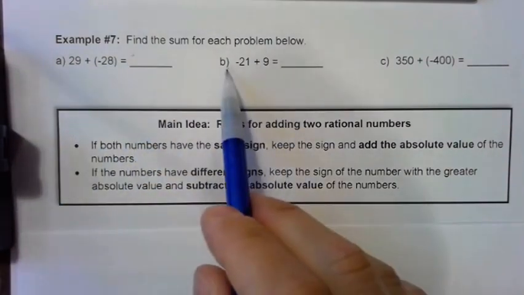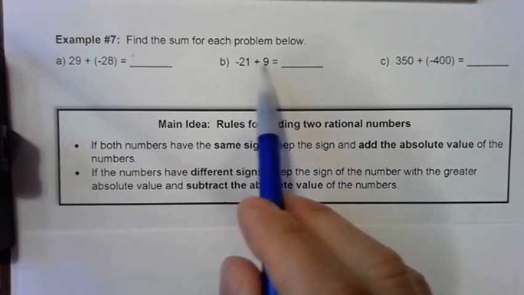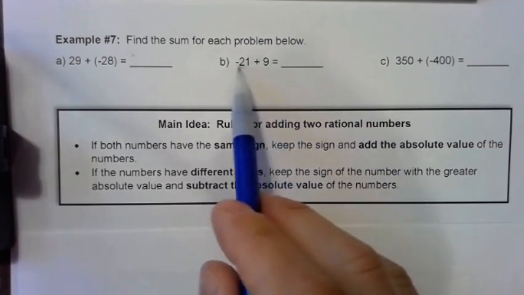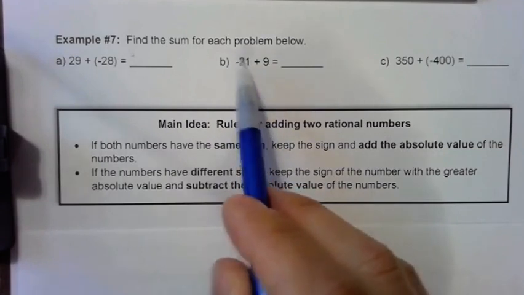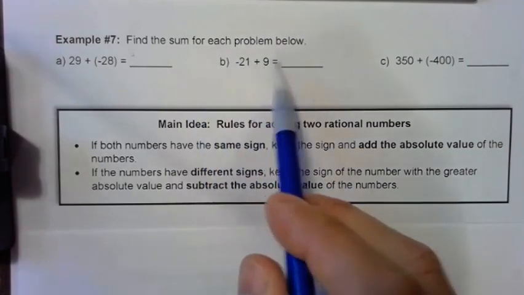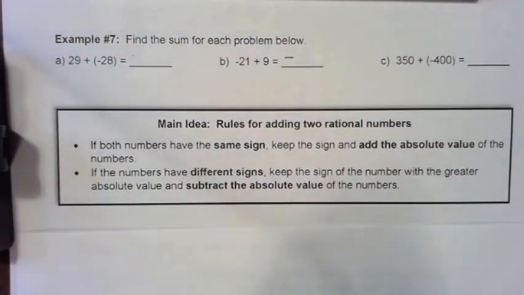All right, in letter B, negative 21 plus 9. Again, what is the sign of the answer going to be? Well, which number is further from 0? Which one has a bigger absolute value? Well, that would be the negative 21, since negative 21 is 21 to the left of 0, while 9 is 9 to the right of 0. So the answer here is going to be a negative number.